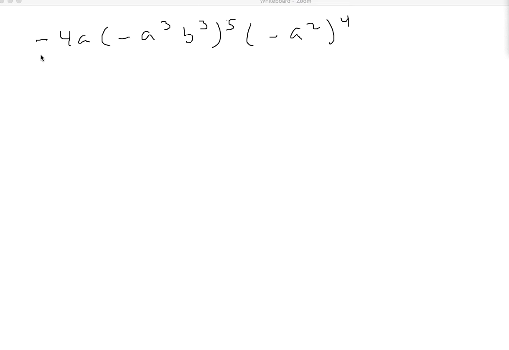Right here, there is one negative sign. Right here, if I wrote this out 5 times, there would be 5 negative signs from this term. And then from this term, this says write this thing out 4 times. So that would mean I would have 4 negative signs right there. And if you count up, that would be 1 plus 5 would be 6, 7, 8, 9, 10. So altogether there are 10 negative signs.